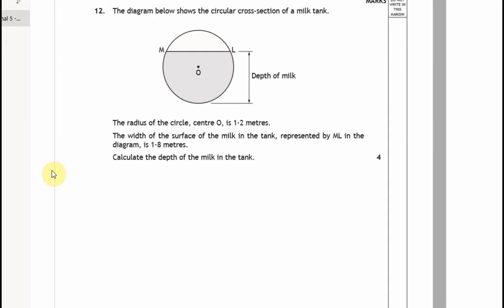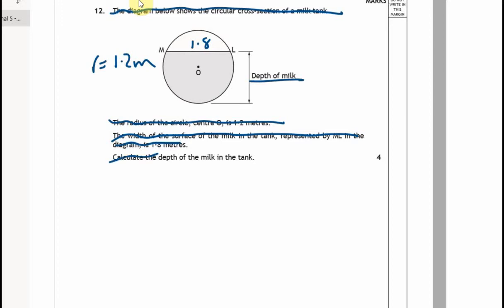Okay, I think we can agree there's no more useful information there. Let's score that out. The radius of the circle, center O, is 1.2 meters. So radius is equal to 1.2. The width of the surface of the milk in the tank, represented by ML in the diagram, is 1.8. Calculate the depth of the milk in the tank. So I want to work out depth of milk.